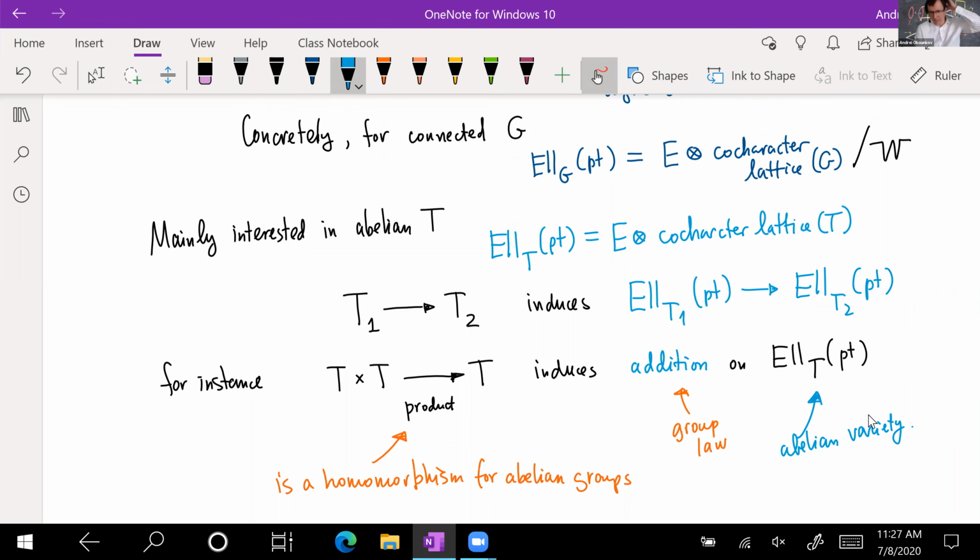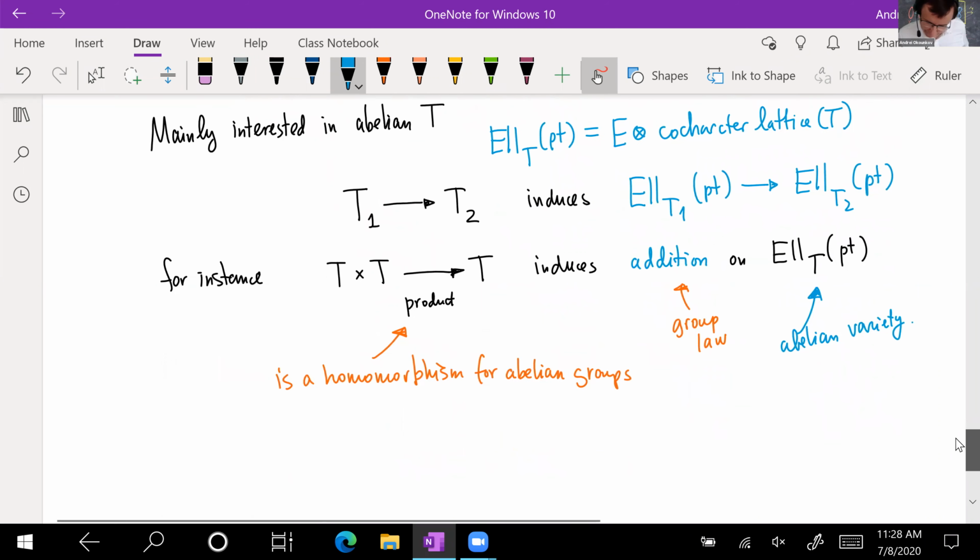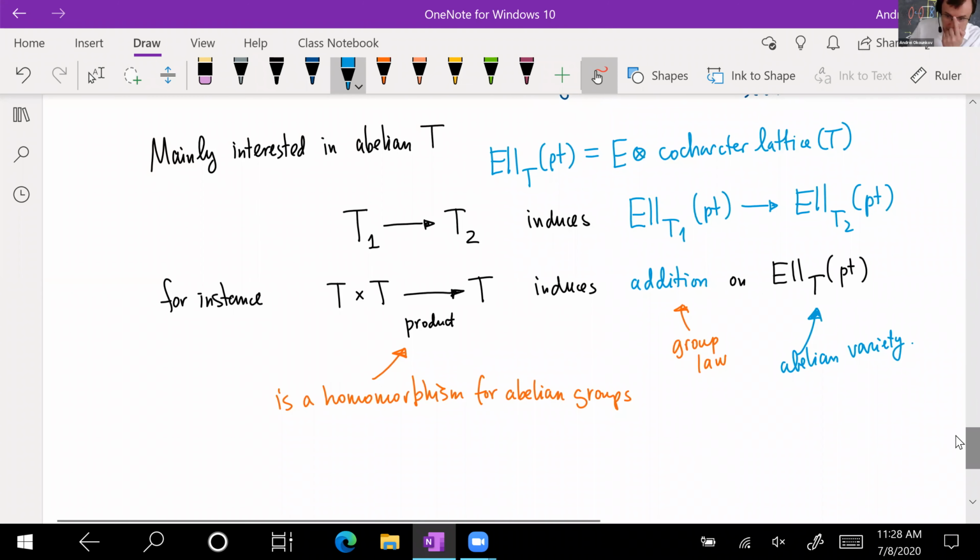And this is directly related to the fact that in the classical story, you get a group law from things like tensor product of line bundles. Tensor product of line bundles has to do with operations like that for a one dimensional group. Anyway, so that says that for abelian groups, I have this, and then we have a more general homomorphism.